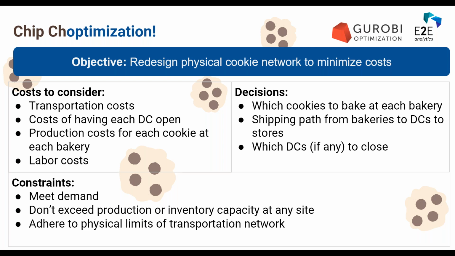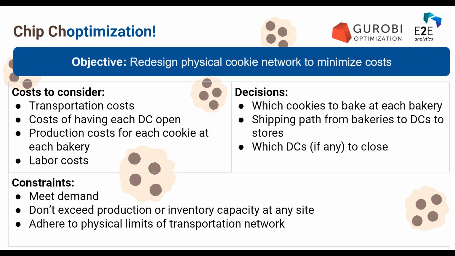Production costs, so it might cost different amounts to produce different cookies at different bakeries, and the same with labor costs. They might be different across different locations. So we have a bunch of costs, and we want to minimize those costs by making a number of decisions. The first decision we want to make is which cookies to bake at each bakery. We're also going to decide the shipping path from a bakery to a DC to a store, and which DCs to close, if any. Right now, the Cookie Mobsters have 27 DCs open, but it's possible they only need, say, 22 DCs open. So if we're going to close some of them, which ones can we close, and which ones would minimize the overall cost?